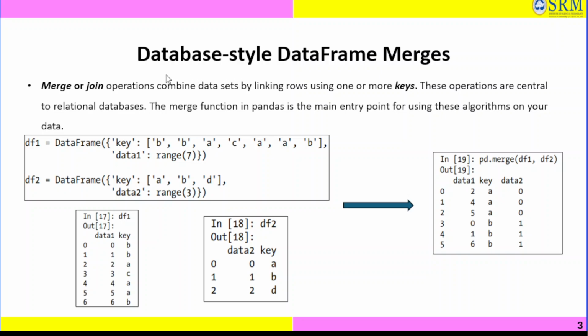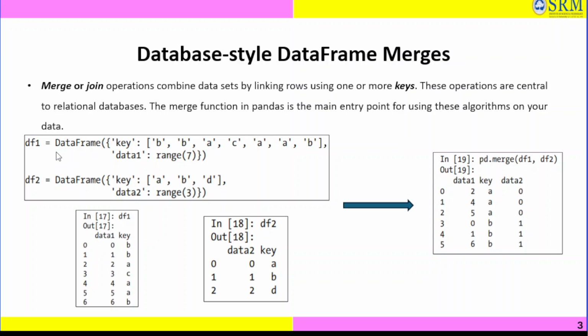The first one, database-style data frame merges. Merge or join operations combine datasets by linking rows using one or more keys. These operations are central to relational databases. The merge function in pandas is the main entry point for using these algorithms on your data.